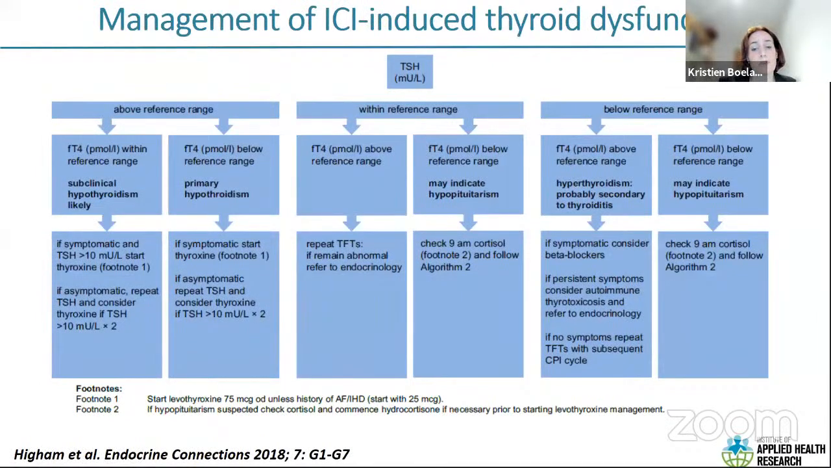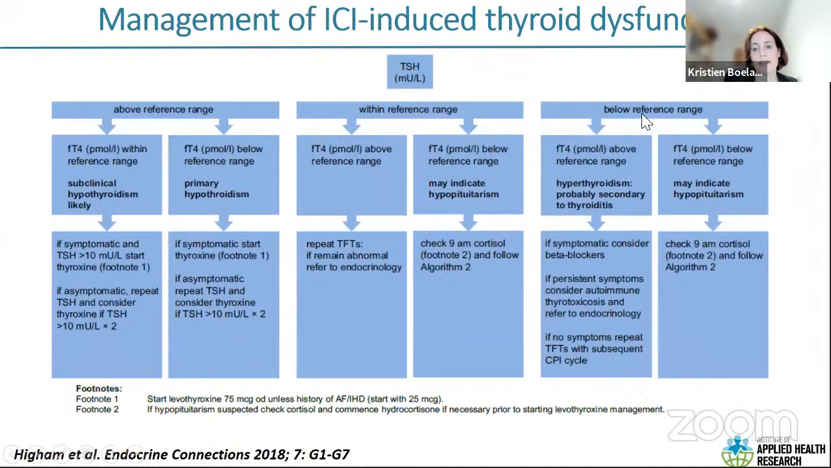So these are the guidelines from the Society for Endocrinology on what to do when you have thyroid function abnormalities in patients who take these immune checkpoint inhibitors. What we're focusing on here, of course, is when serum TSH is below the reference range, so where we have thyrotoxicosis. So if free T4 is above normal, this is hyperthyroidism, and like I said, it's probably secondary to thyroiditis. Patients may need symptomatic treatment with beta blockers, but if there are persistent symptoms, or certainly if TRAb is raised, then they may actually require anti-thyroid drugs.